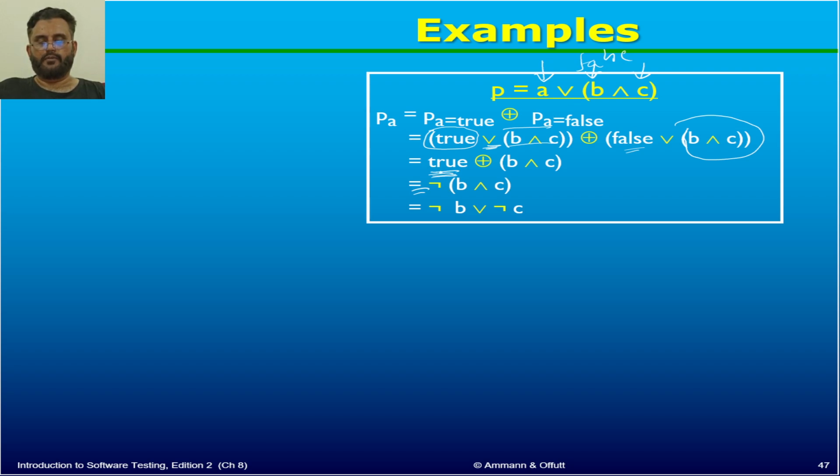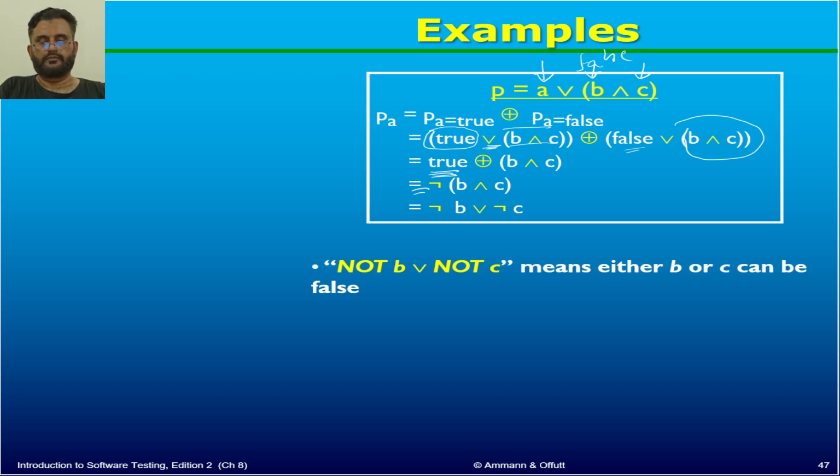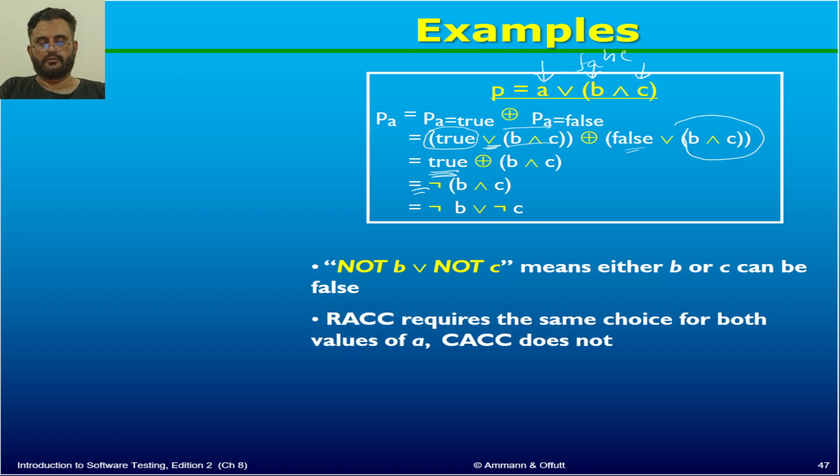So that is how we make a predicate's clause an active clause, by finding the values of the minor clauses by making use of this approach, which is called the definitional approach. So NOT B OR NOT C means either B or C can be false.